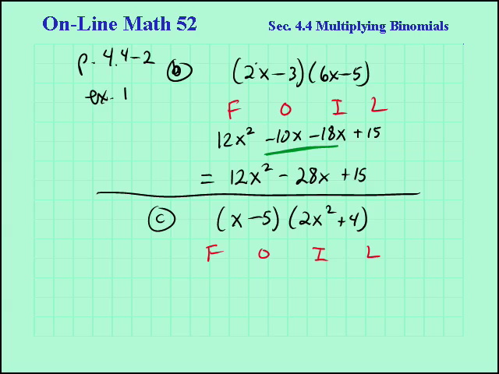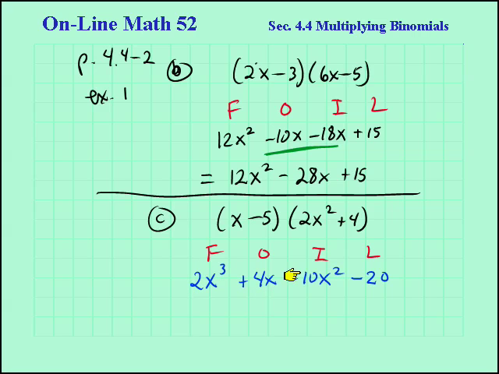The first thing we'll notice is that x times 2x squared is 2x cubed, which over here our first product was an x squared. Well, this one down here is an x cubed, so that's a little bit different. The outer product is x times 4, which is a positive 4x. The inner product is the negative 5 times 2x squared, negative 10x squared. And the last product is negative 20. Well, one thing I want you to notice here is that this time the middle two terms are not like terms, and so they can't be combined.